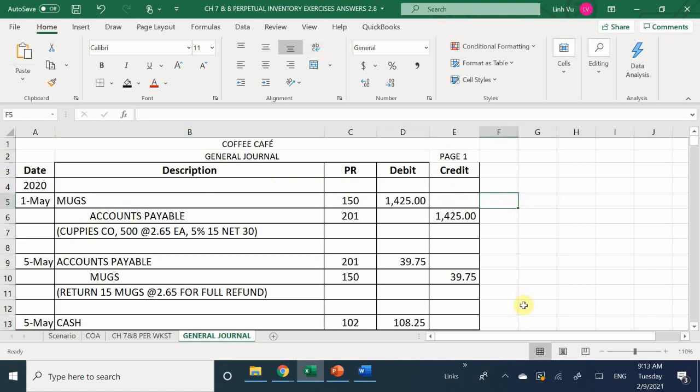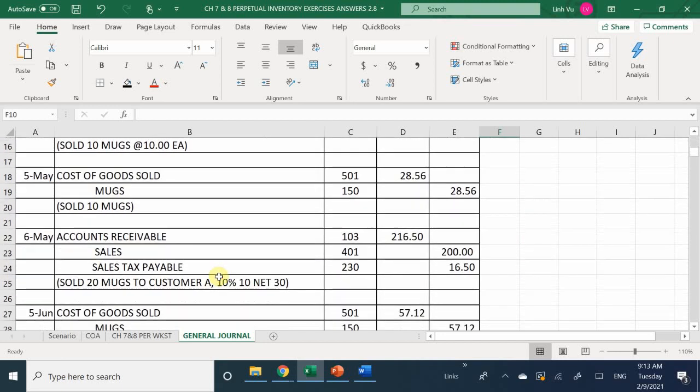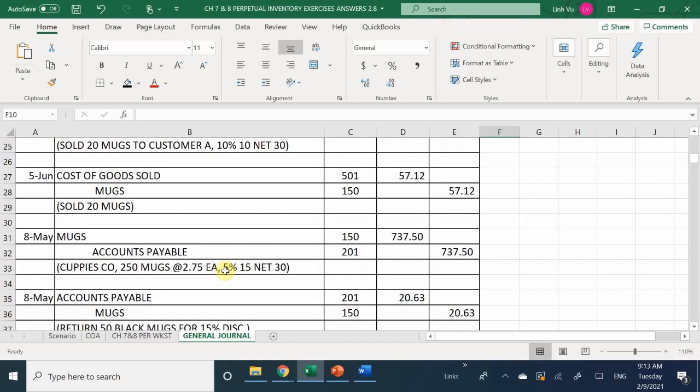So the first one that we have here for our accounts payable is for the full $14.25. But we made a return the very couple days after. So therefore, we subtracted out this $39.75. So now for our first bill, we owe only $13.85 and 25 cents. Okay, then our second bill, let's see, which was May 8th.